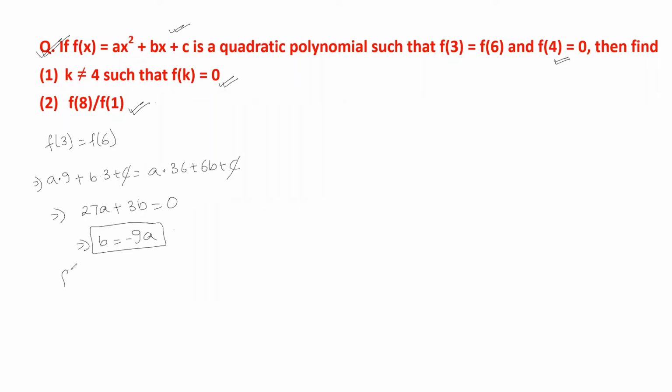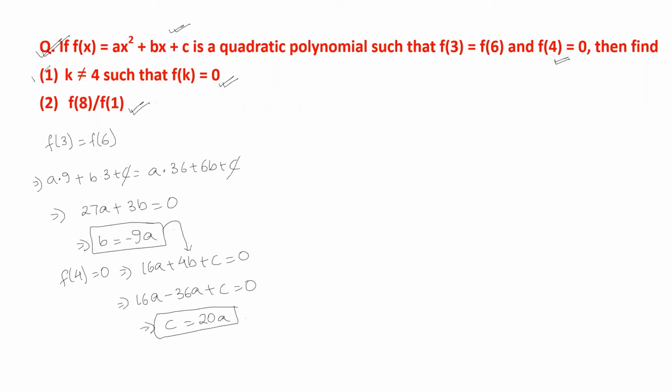Again, using f(4) equals 0, we can write 16a plus 4b plus c equals 0. Now, using the value of b here, we can write 16a, 4 into b, so that would be 4 into minus 9a. That would be minus 36a plus c equals 0. So from this, c would be 20a.